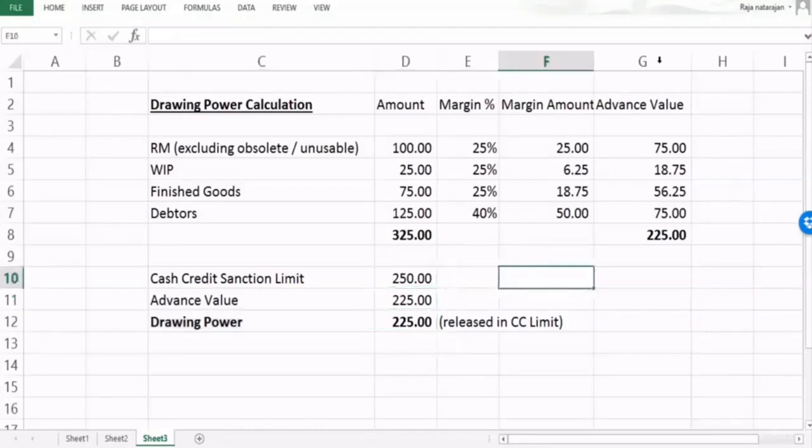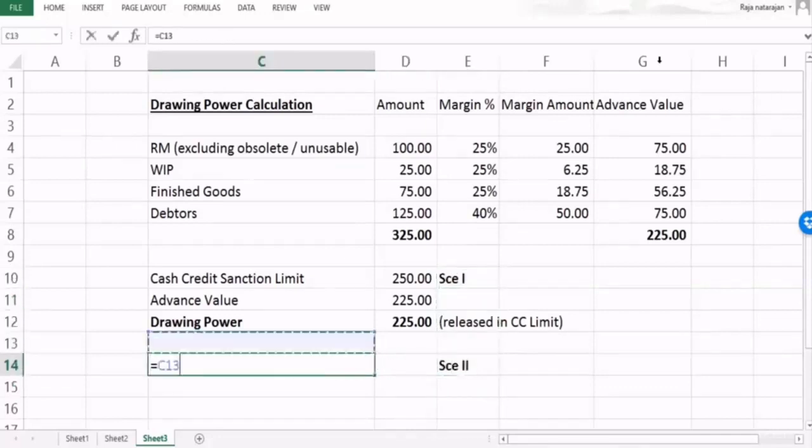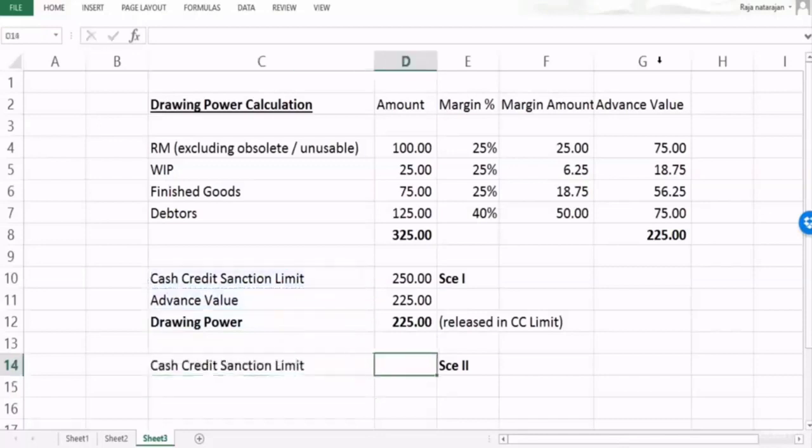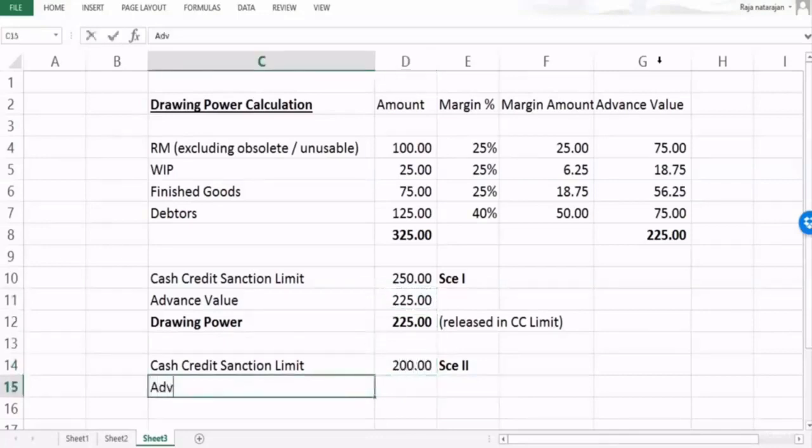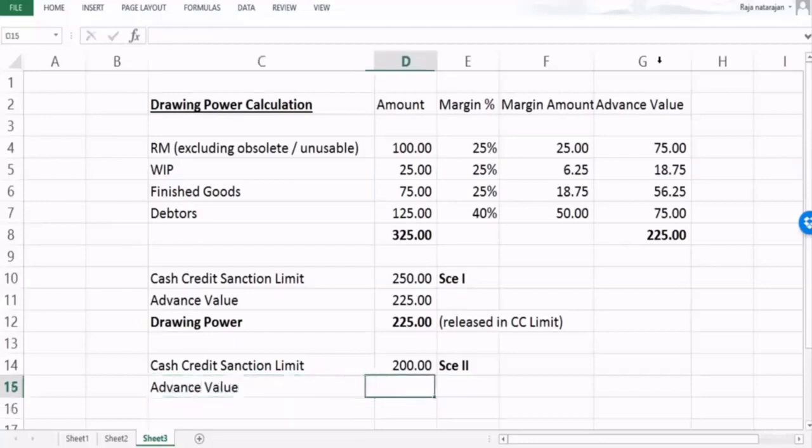Or just imagine a scenario, let's say scenario two. Okay, this is scenario one. We'll have scenario two where we'll say that the cash credit sanction limit is 200 million. Then you have advance value. What is the advance value? It is 225 million. So now which amount will be released?